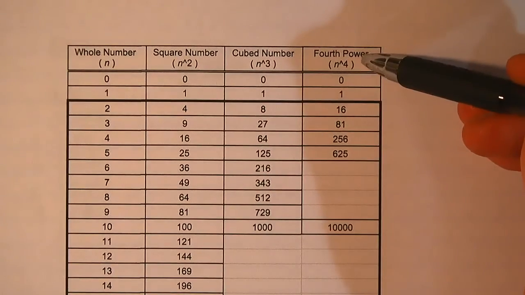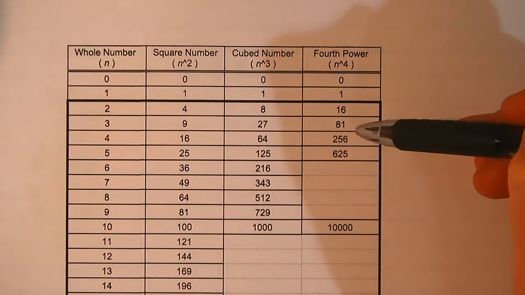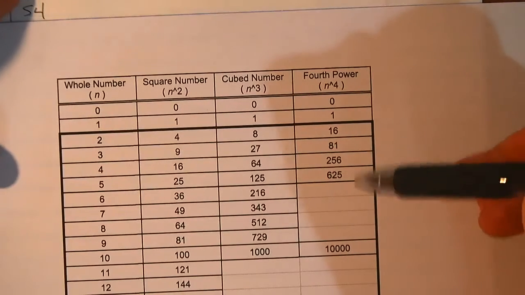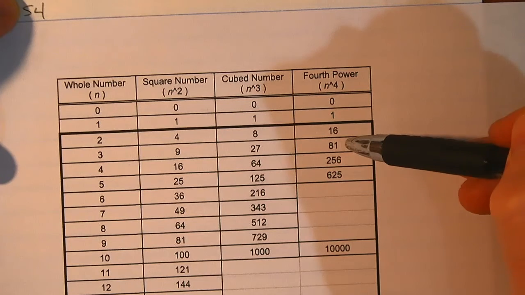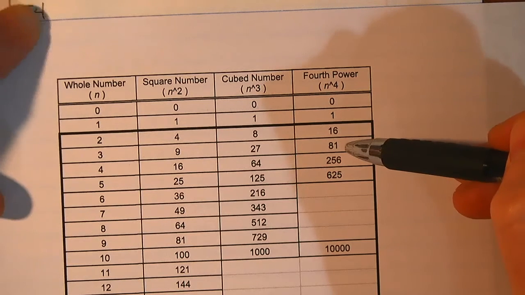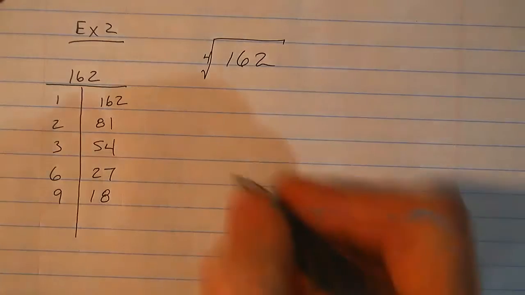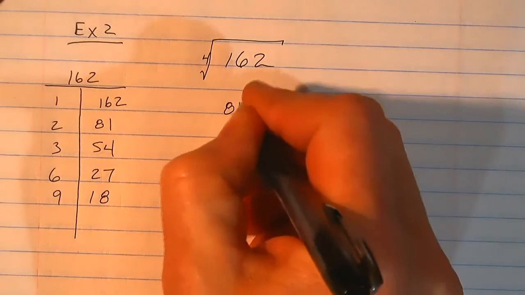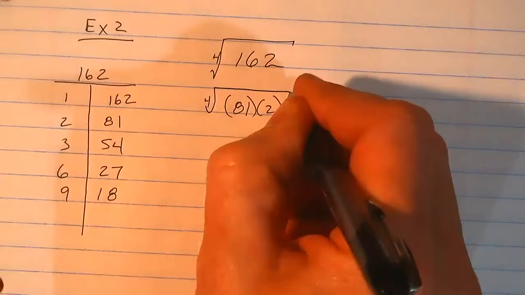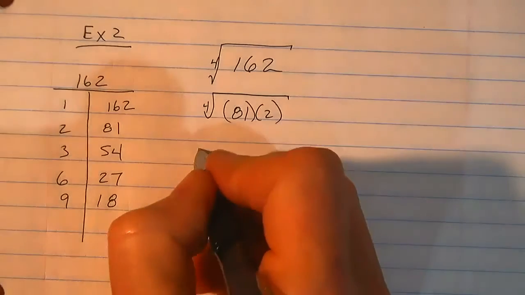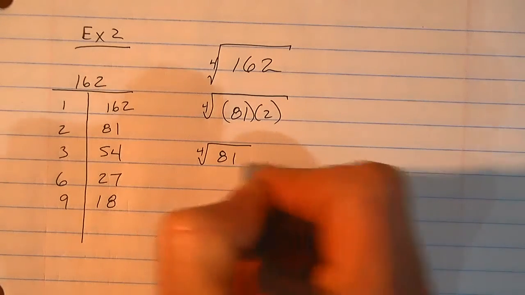Go down the column of perfect fourth powers and see what's in there. So the first one is 162. That's not in there. Then I have 81. 81 is in there. So that's what I'm going to use, is 81 times 2. So I'm going to split this 162 into an 81 times 2 inside of my radical. Then I can distribute my radical.